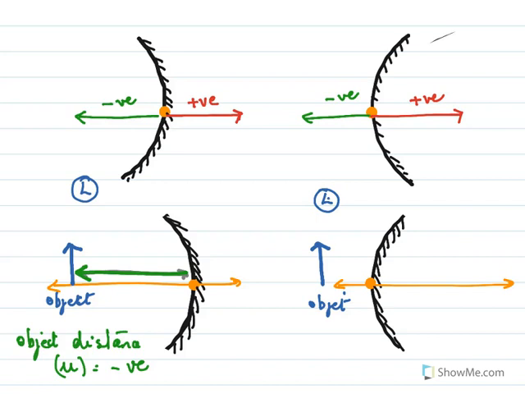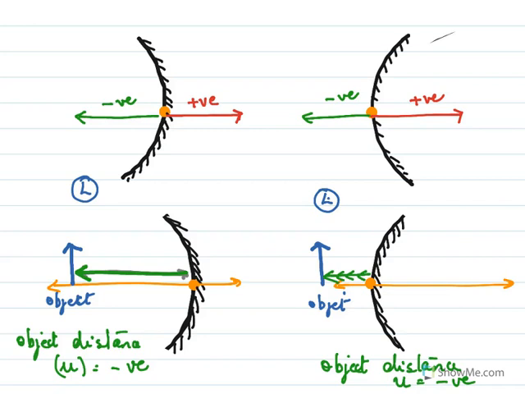In this case also, the object is always kept to the left, and when we are measuring object distance, we measure from the pole to the object, and we are always going towards the left. So here also object distance, which is denoted as u, will always be negative. So remember, object distance is the distance between the pole and the object, and it is always negative in concave as well as in convex mirror.